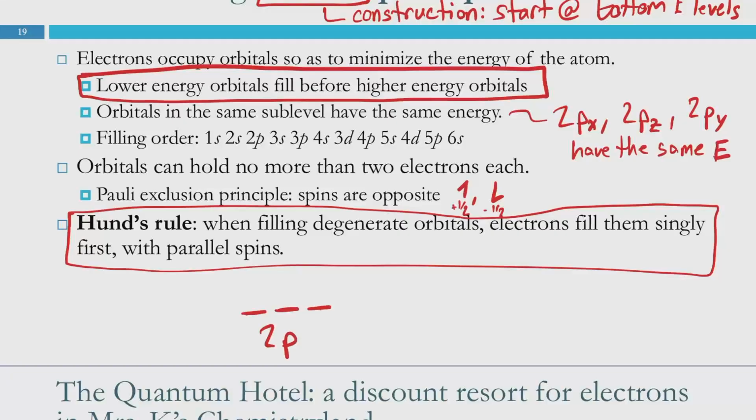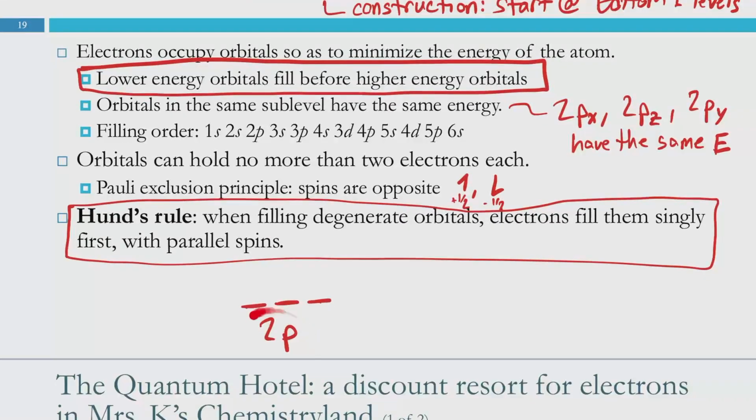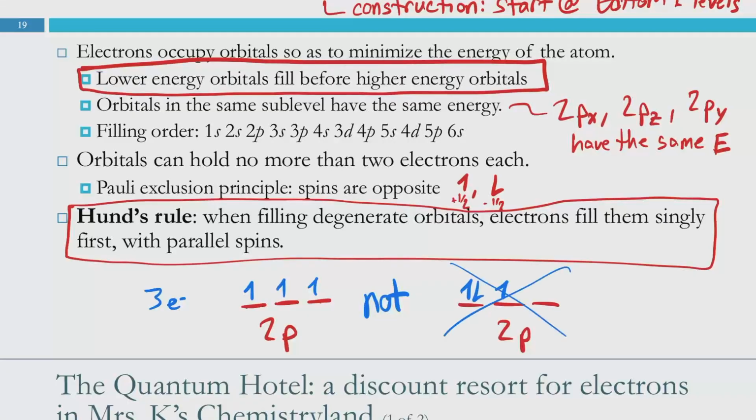So if we were doing an energy diagram or an orbital diagram and we're filling in our 2p, let's say that we've got 3 electrons to put in, we would fill them in up, up, up. So parallel spin, in this case, all with up spin. Not like this. So we wouldn't pair them up first. They would all get in sync with up spin. Once they all have one with up spin, then we can start filling in the down spin after that.